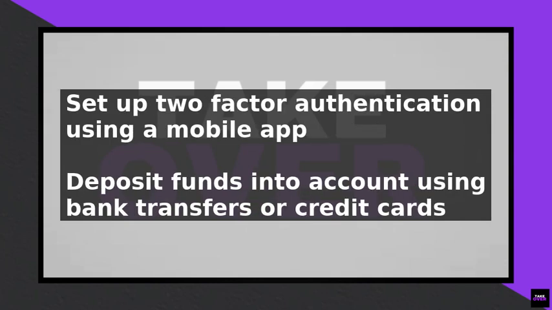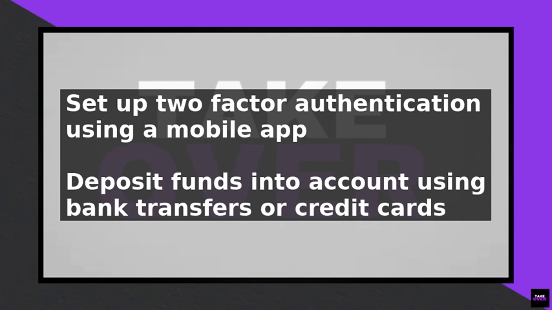Bitunix supports a variety of payment methods including bank transfers, credit cards, and other cryptocurrencies. To deposit funds using a bank transfer, you need to go to the deposit section of the platform and select the currency you want to deposit. You will then be given the bank account details of Bitunix, which you can use to transfer funds from your bank account. It may take a few days for the funds to be credited to your account.